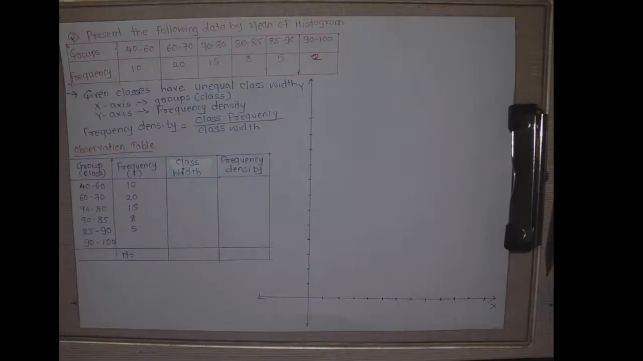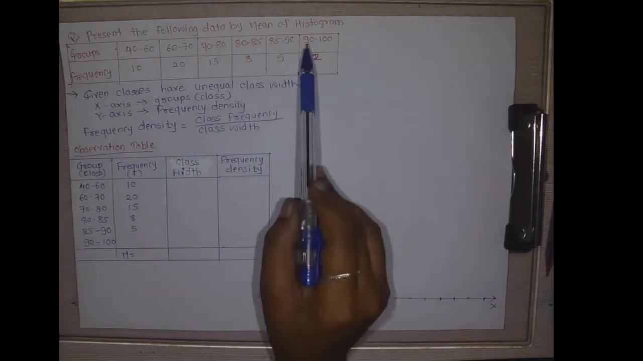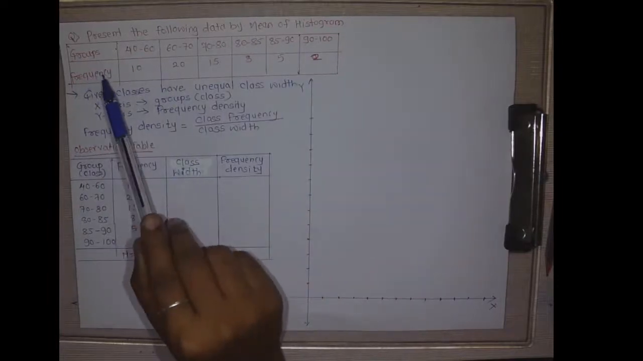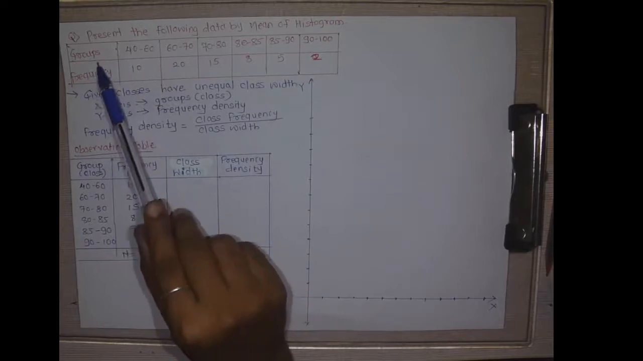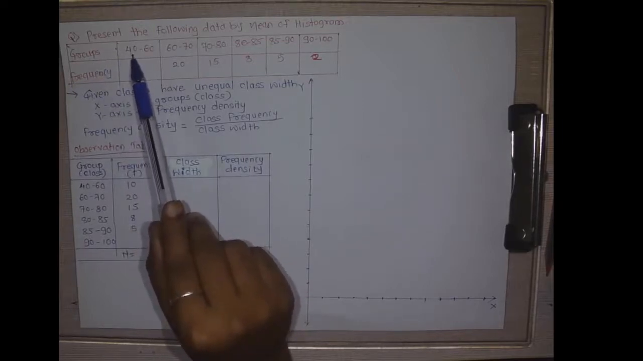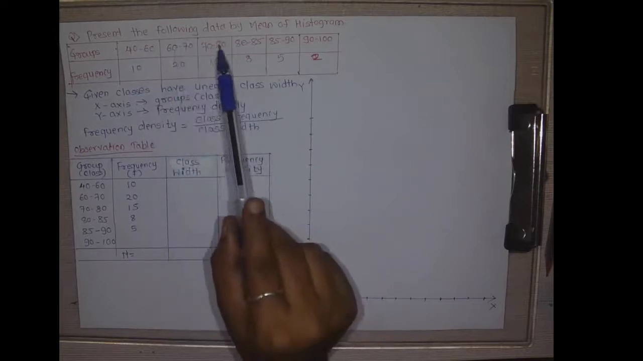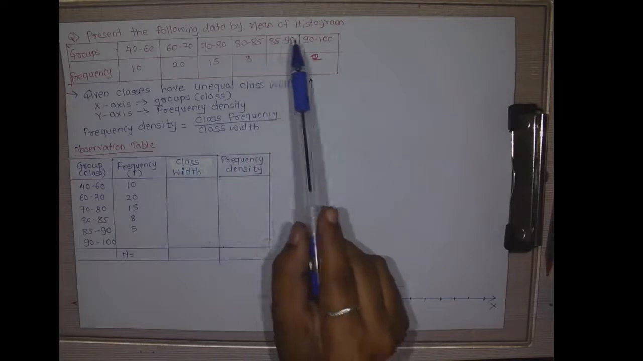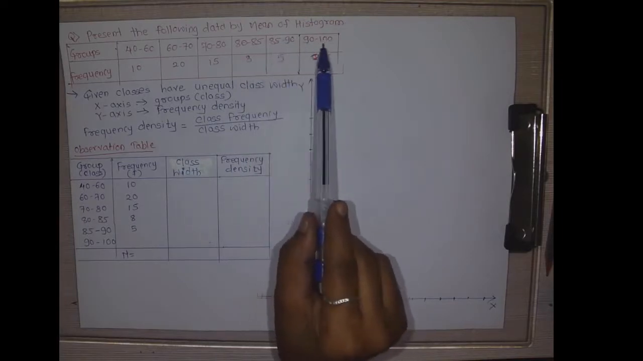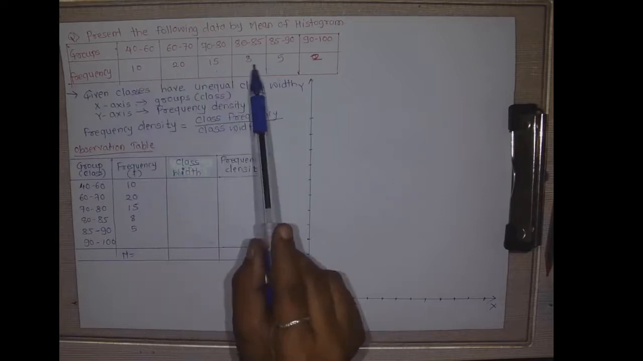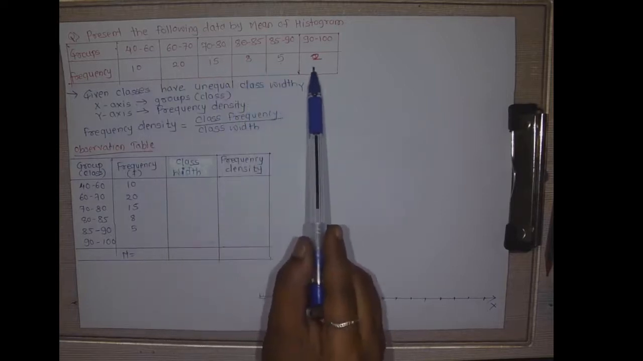Hi students, in this lecture we are going to study how to draw a histogram for unequal class width. Here is the example, that is groups and frequencies. The groups contain classes 40 to 60, 60 to 70, 70 to 80, 80 to 85, 85 to 90, 90 to 100 with corresponding frequencies 10, 20, 15, 8, 5 and 2.